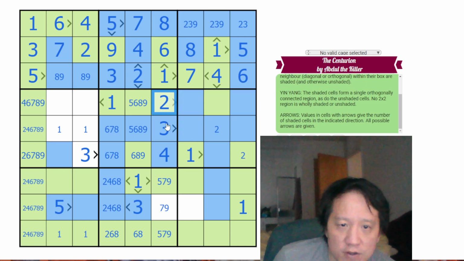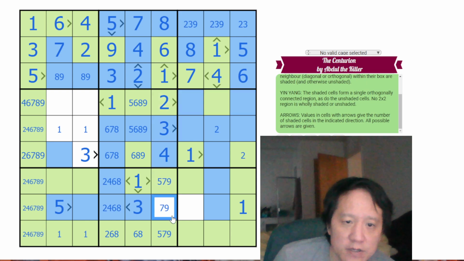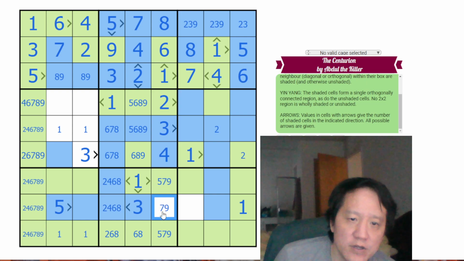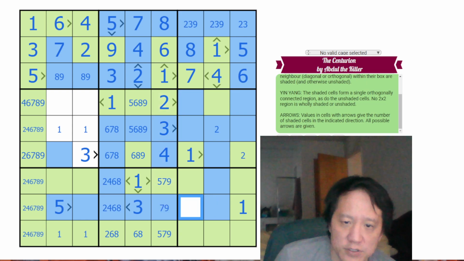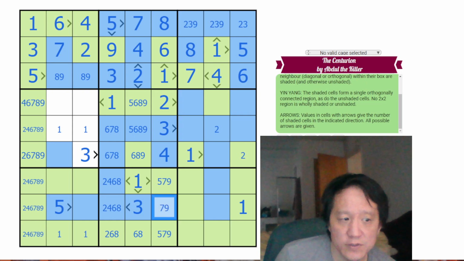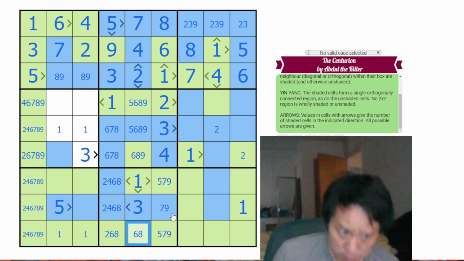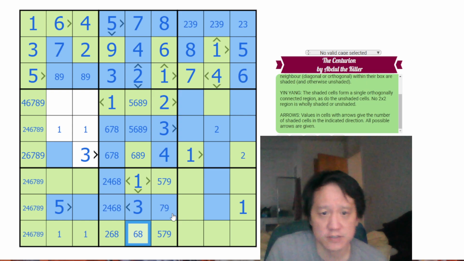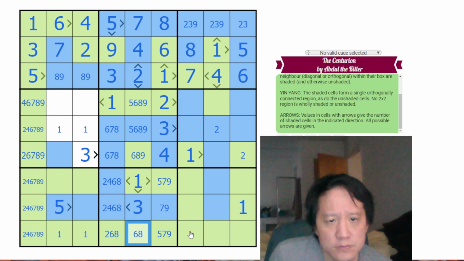If this is not shaded, sorry, yeah, if this is not shaded, this would also have an arrow down this way, so this has to be shaded. So this is unshaded. So this is shaded, which is a 7 or 9, so the other 6 or 8 has to be there in correspondence. 5 has to be one of those.